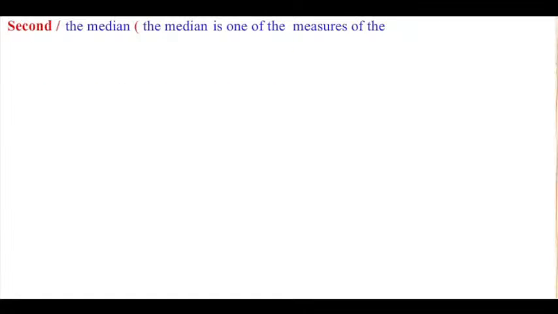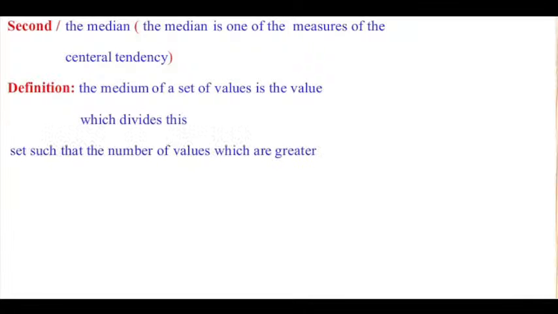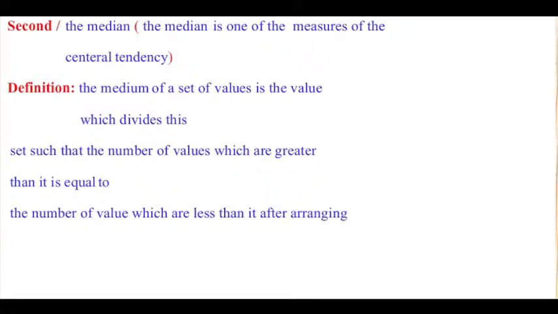Second, the median. The median is one of the measures of the central tendency. Definition. The median of a set of values is the value which divides this set such that the number of the values which are greater than it is equal to the number of the values which are less than it, after arranging these values ascendingly or descendingly.